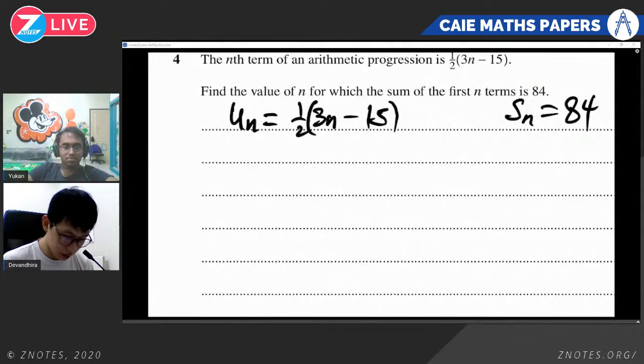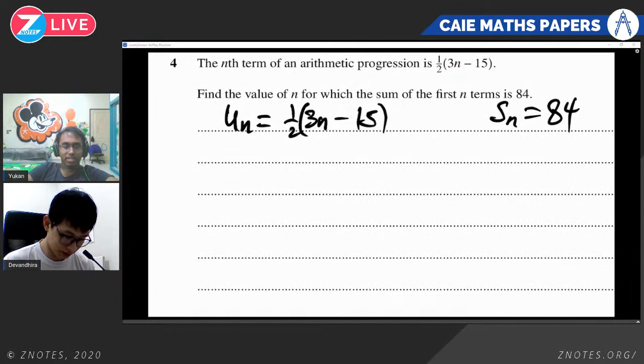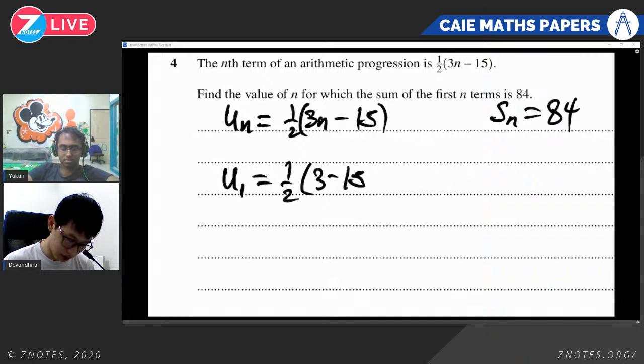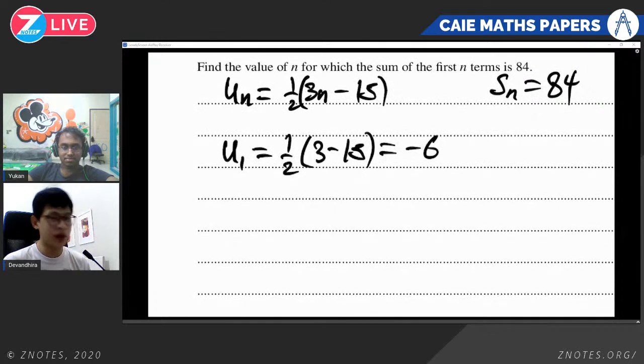So let's do that. How do we find our first term? We know that u1 is just a, so we can try that. Yeah, that makes sense. So u1 means half times 3 minus 15. Half, not a third, sorry. 3 minus 15. What's that? That's negative 6? All right, so it's negative 6. That's our a. What about the common difference?